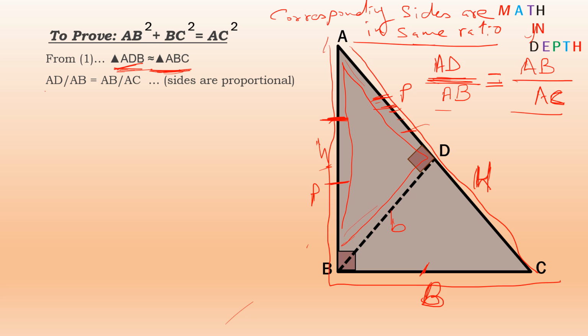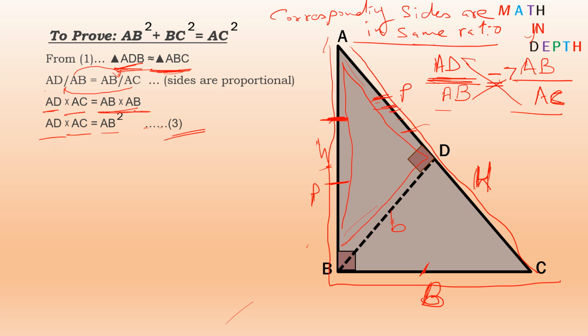So can we move to the next step? We can take AB here and AC here. If we do this, it will become AD into AC, because this AC came here, and AB into AB, because this AB came here. Now AB into AB, what will it become? It will become AB square. So here we have got one, and we will mark it as the third equation, since the first two we have already done. AD into AC is equal to AB square.